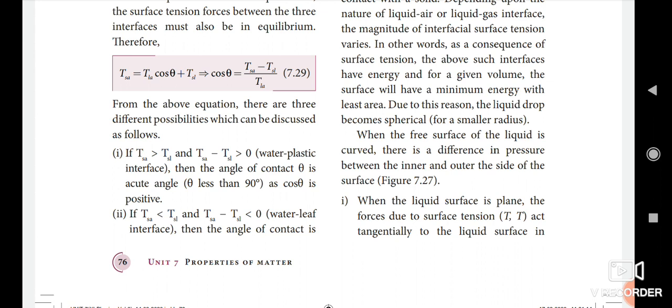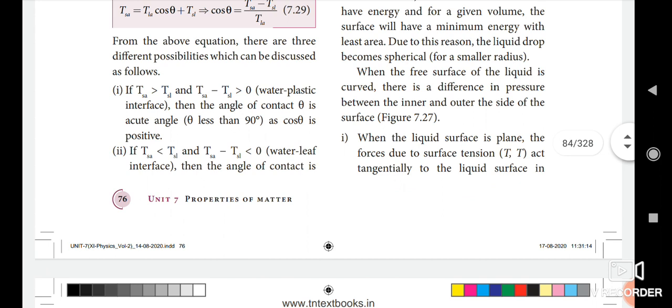Here it makes the angle of contact theta an acute angle. What is meant by acute angle? The theta value will be less than 90 degrees. So that is called the acute angle, and the cos theta value is also positive. Okay, the cos theta value is also positive. So this is the first case.